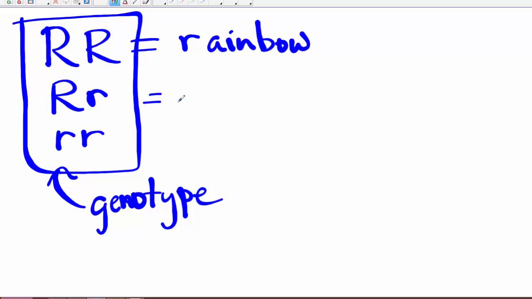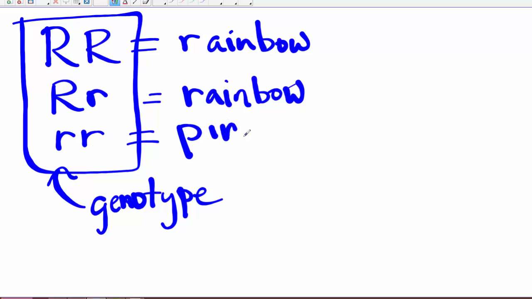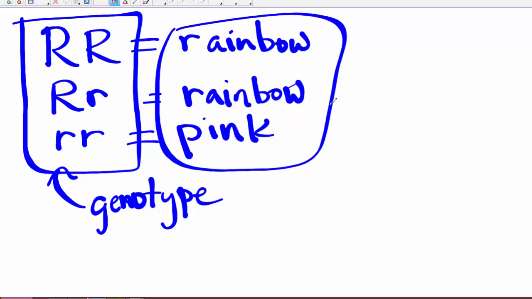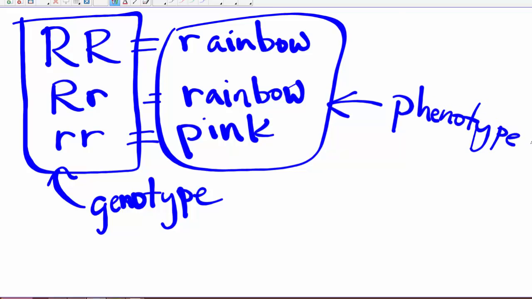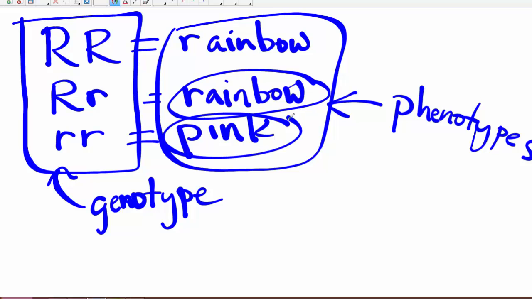Big R, little r will also produce rainbow hair, because if the dominant allele is present, it will show up in the offspring. And little r, little r, our two recessive alleles, will produce pink hair. So these are what we would call our phenotypes, what actually shows up in the offspring, of which there are really only two. It could be either rainbow-haired or pink-haired.